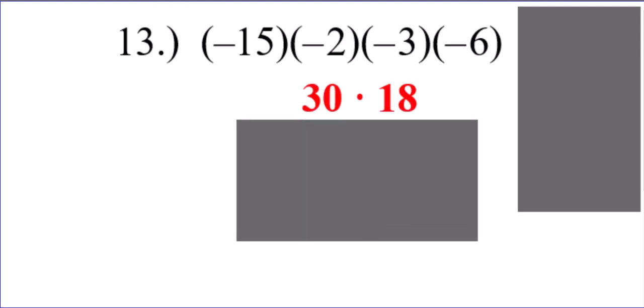Oh, finally, this time I did what I was saying I was going to do on number 12. I multiplied these two numbers together, got positive 30, and then I multiplied these two numbers together and got positive 18. Notice an even amount of negatives. 1, 2, 3, 4 negatives. I'm going to end up with a positive answer at the end.